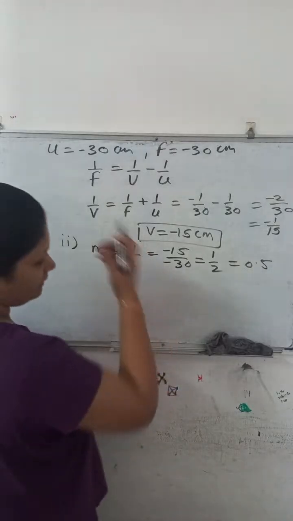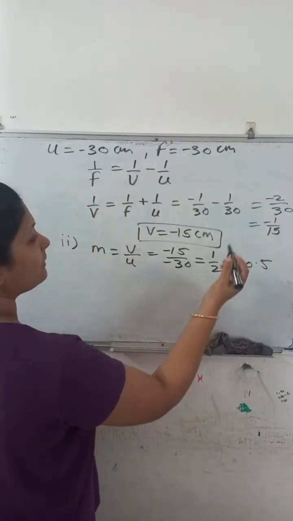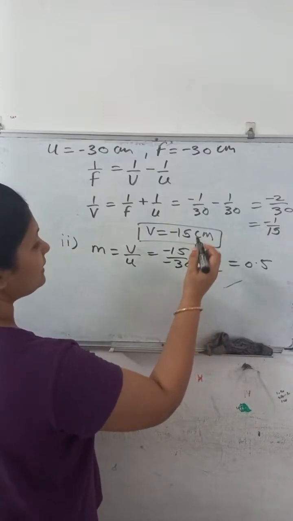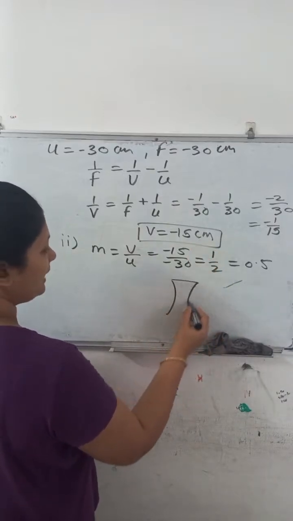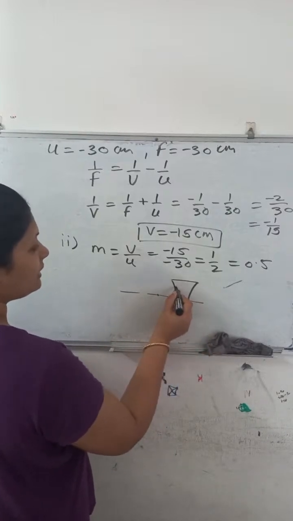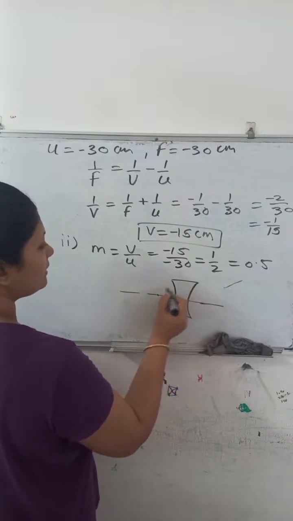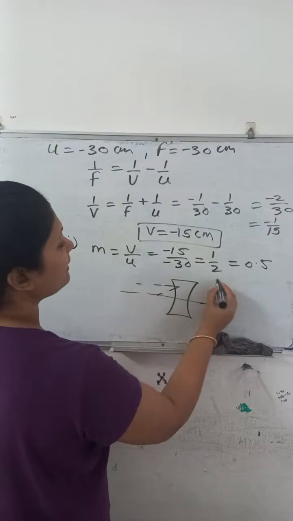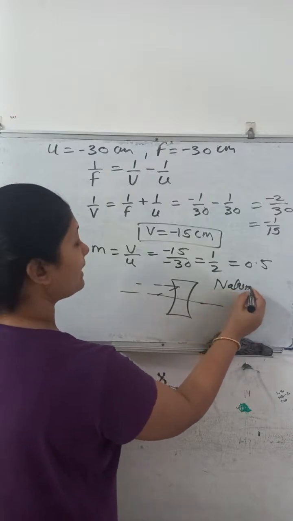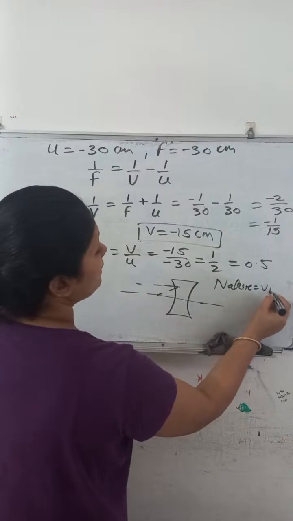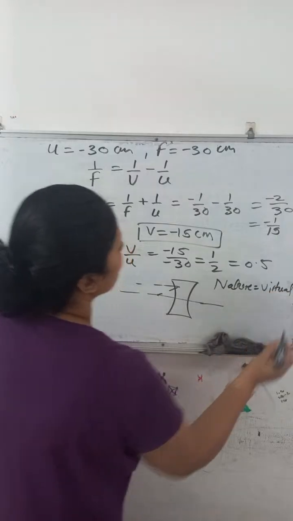And one more thing, in some textbooks they are taking the image nature as virtual also. Why is it virtual? Because we are getting the image on the same side. So in the case of a concave lens, the rays appear at the focus, and that's what they are writing here as the nature. They are taking it as virtual also.